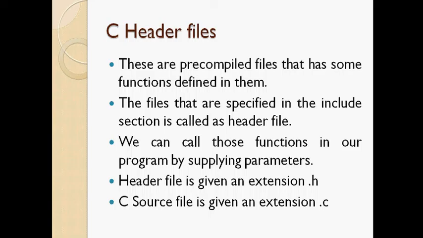These files contain some predefined functions which we can use in our program. We can call these functions in our program, but there is only one condition: we have to include this header file. All header files have an extension called .h. So there are two things: C files have an extension of .c and header files have an extension called .h.